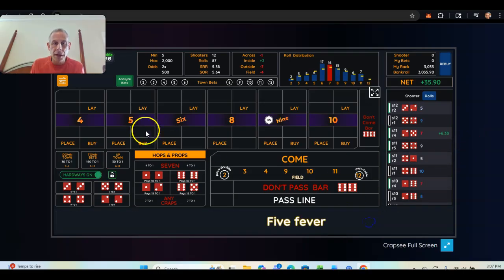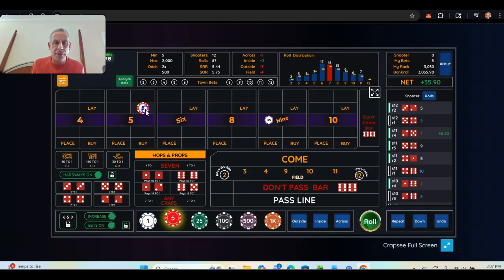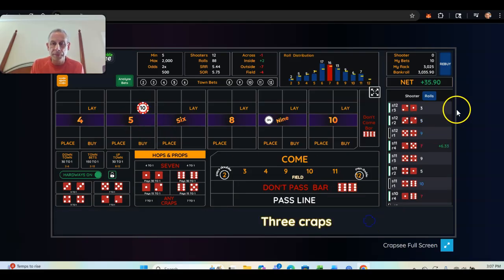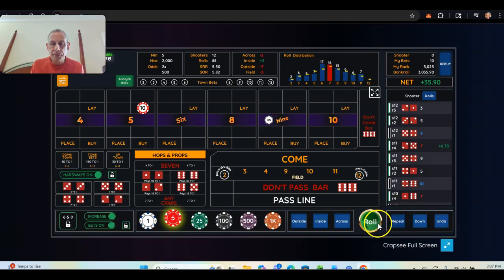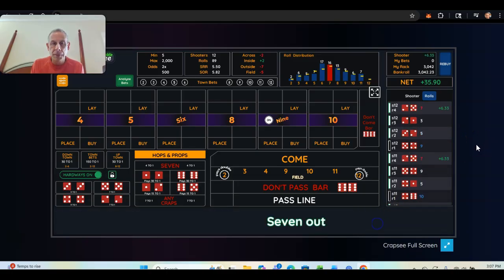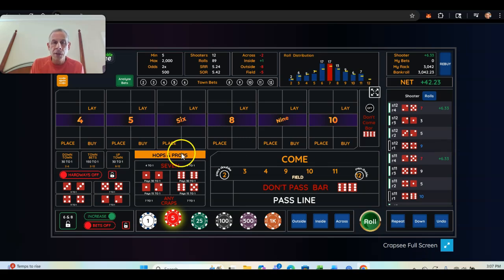5 fever. All right, now we get triggered onto the 5 first. 3 craps. 7 out. Perfect. All right. So you see, we never laddered up. We had that little bump in the road. No big deal. Sometimes the bump in the road could be more than one bump.